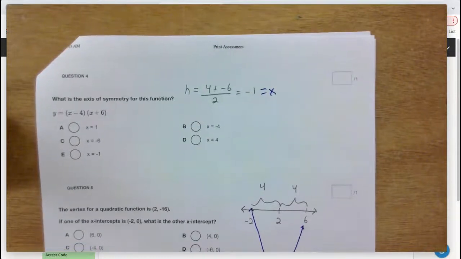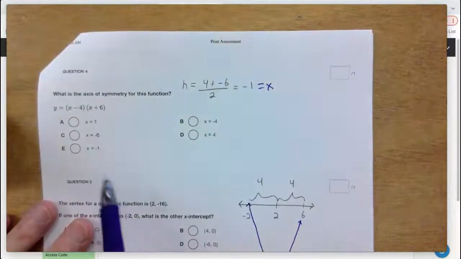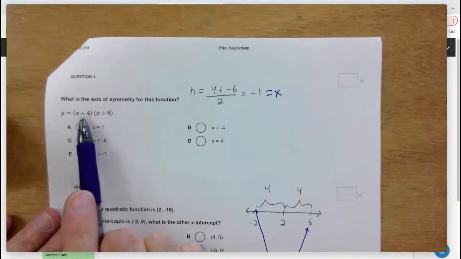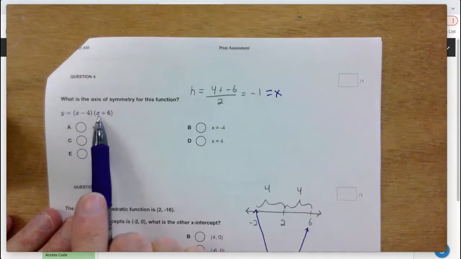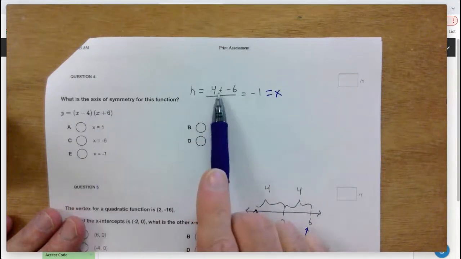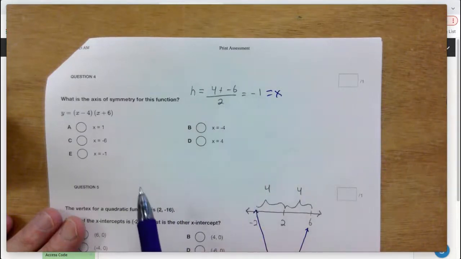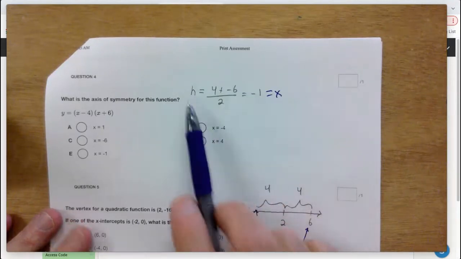Guys, again, the axis of symmetry is right in between the two x-intercepts. So the x-intercepts are 4 and -6. Add them up, divide by 2. I'm adding up 4 plus -6, dividing by 2, and I got -1. That's the axis of symmetry, the x-coordinate of the vertex as well, h.